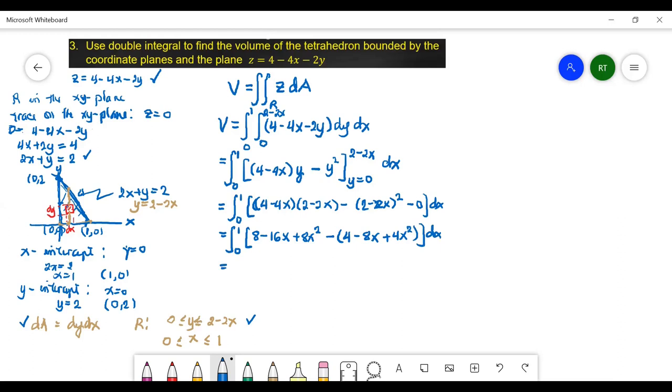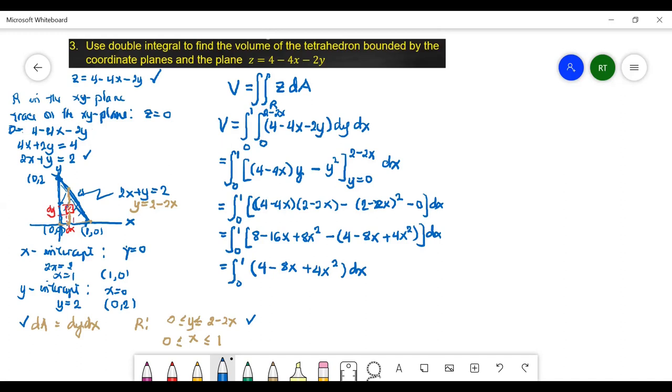And let us combine similar terms. Integral from 0 to 1 of, okay, let us combine the constant terms. 8 minus 4 is 4. Negative 16x minus minus is plus, so negative 16x plus 8x will give us negative 8x. And positive 8x squared minus 4x squared will give us positive 4x squared. Okay, got it? So times what? The differential of x. Can everybody follow up to this point? Everybody? Yes, ma'am. Yes, okay.